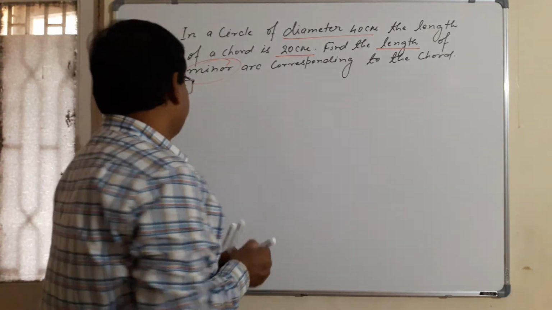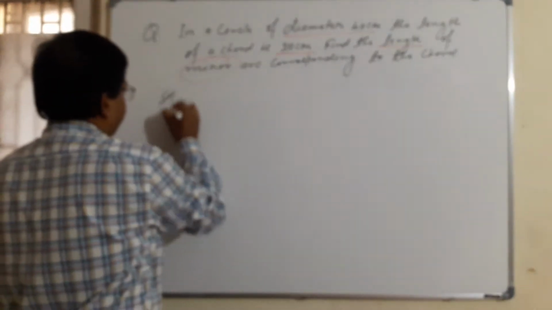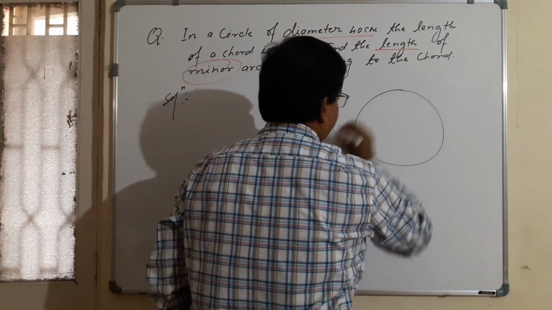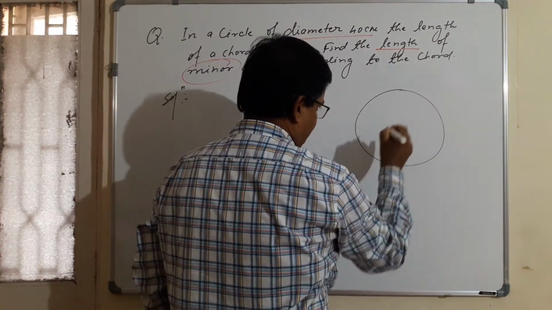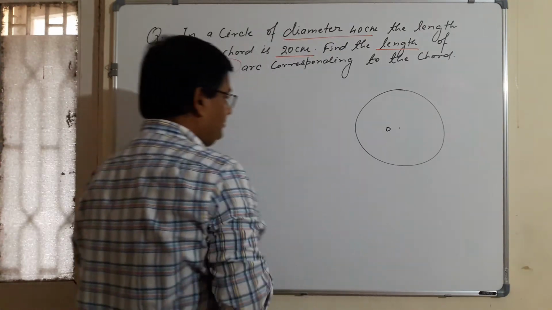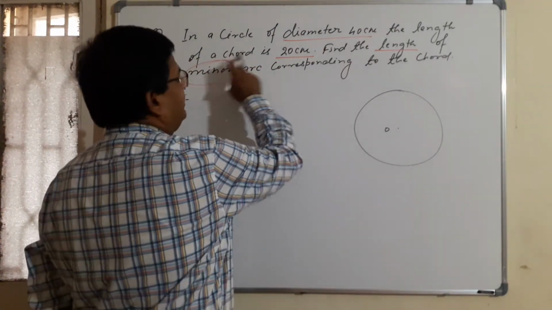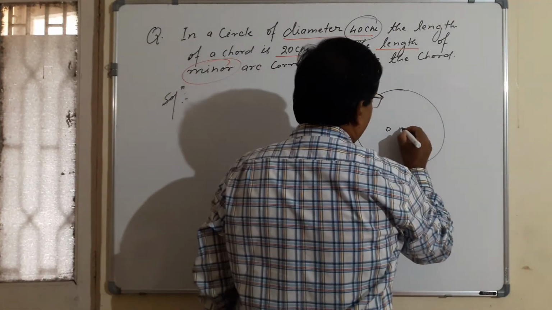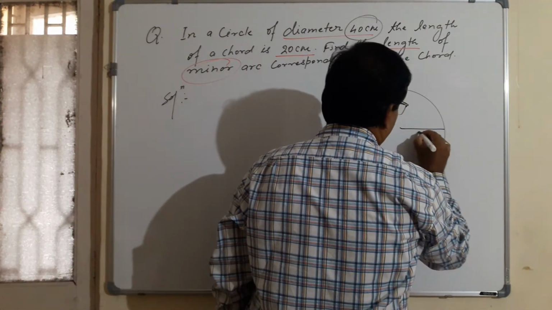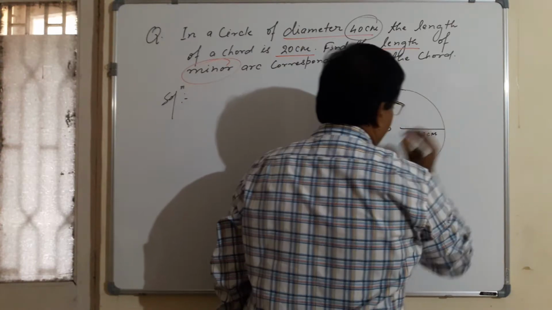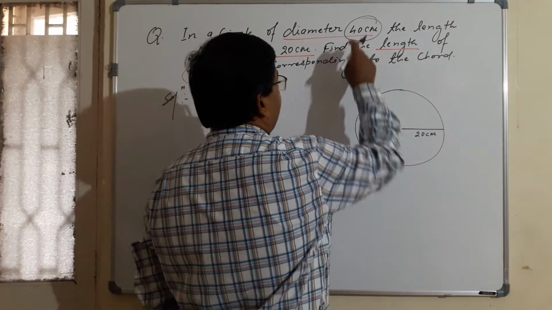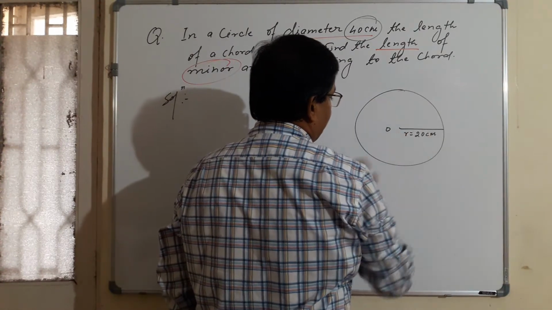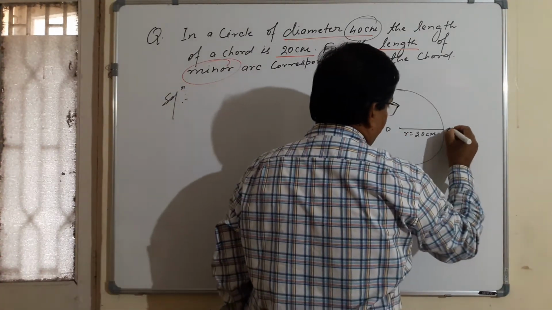So see here, solution. This is a circle whose center is O. The diameter is 40 centimeter, so the radius will become 20 centimeter, because the diameter is 40 centimeter. So radius R becomes 20 centimeter. And suppose this is a point A.